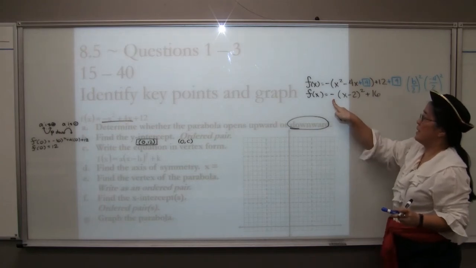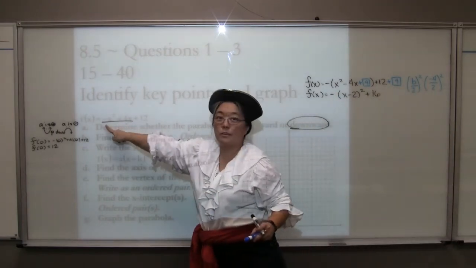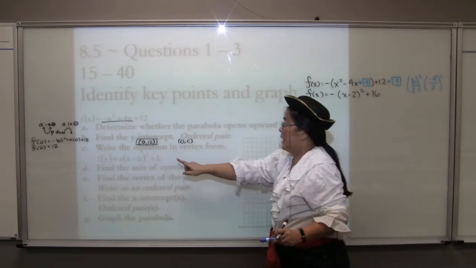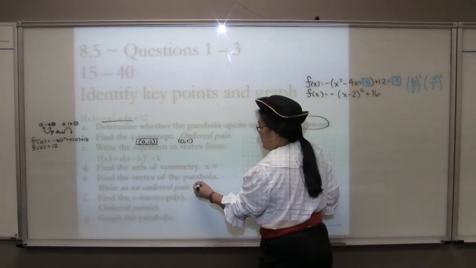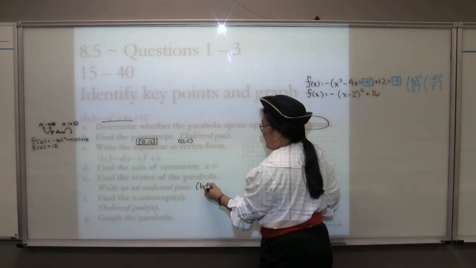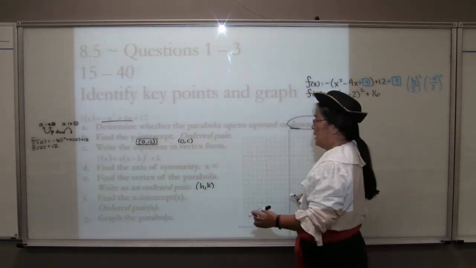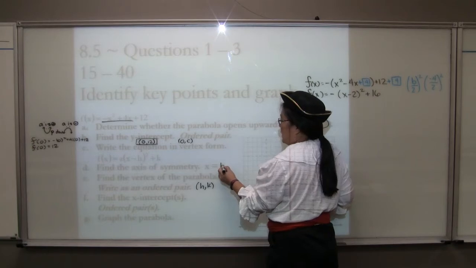This is vertex form, so what is this A? A is negative 1. It's the same A. H and K are the vertex. So when it says to find the vertex, it wants H and K. Oh, that's neat. And X is going to be equal to the H.